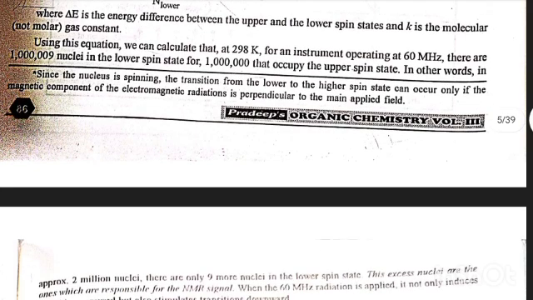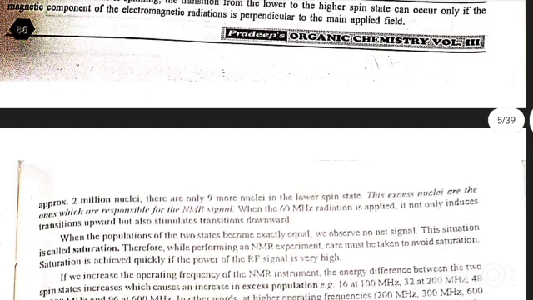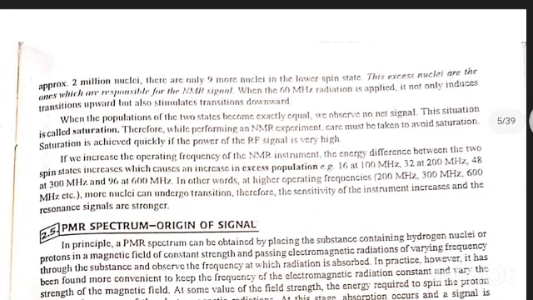Using this equation, we can calculate that at 298 Kelvin for an instrument operating at 60 MHz, there are 1,000,009 nuclei in the lower spin state for 1,000,000 that occupy the upper spin state. In other words, in approximately 2 million nuclei, there are only 9 more nuclei in the lower state. These excess nuclei are the ones which are responsible for the NMR signals.